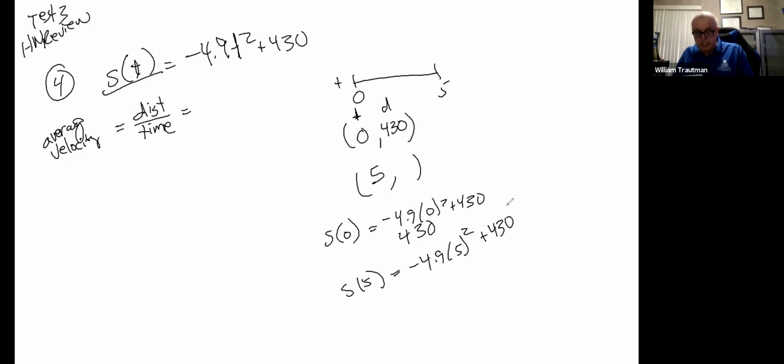Negative 4.9 parentheses 5 squared plus 430, and when I put 5 in there, I get 307.50.